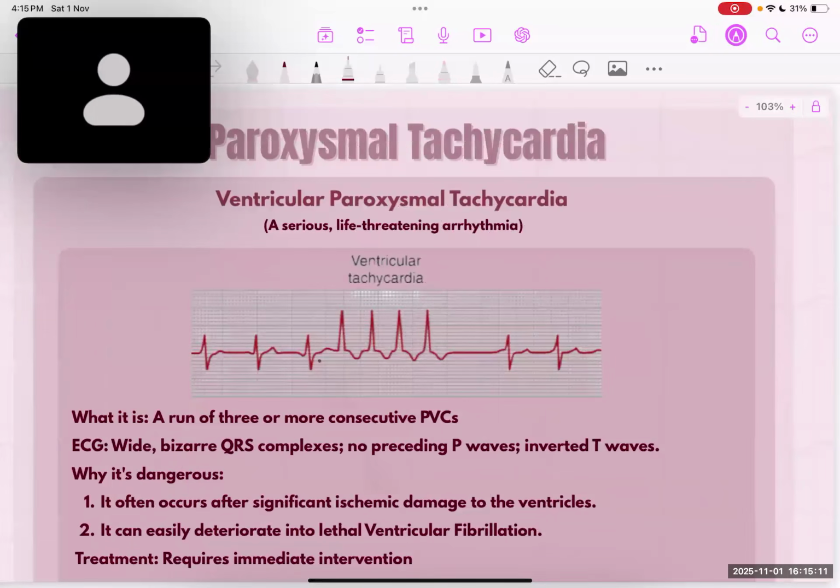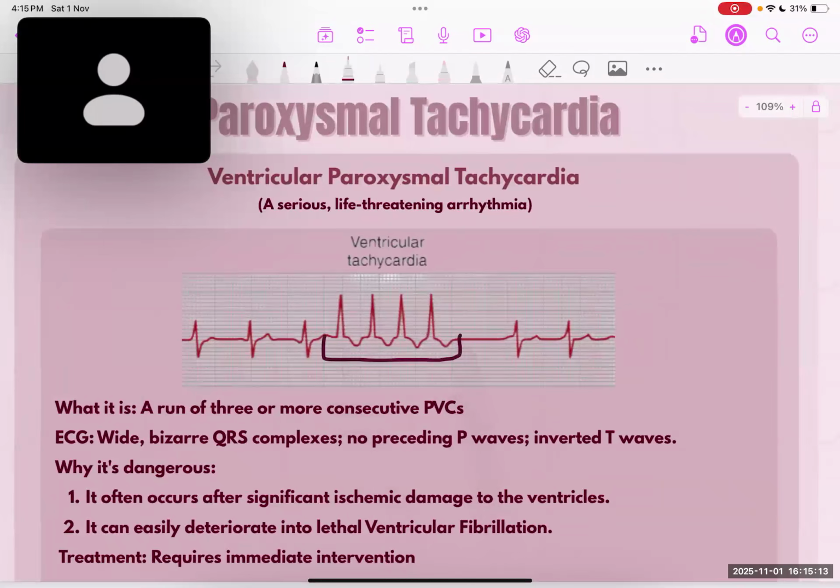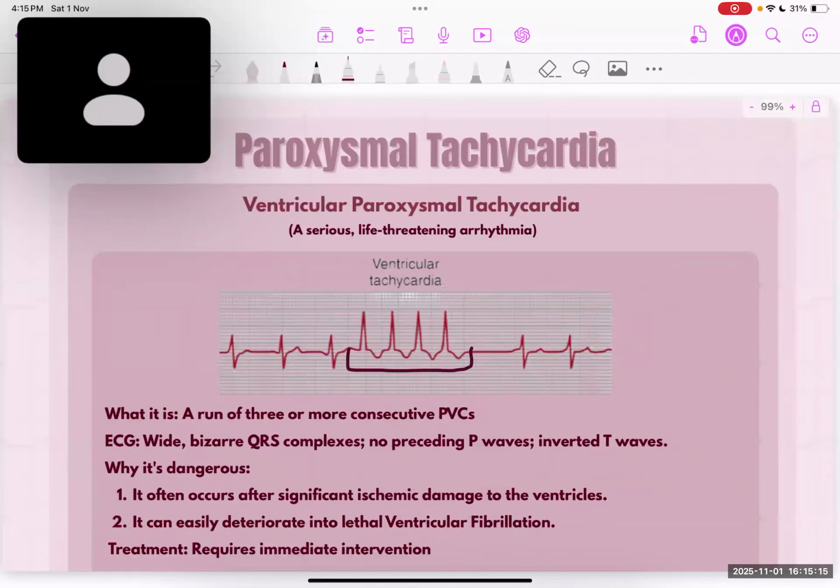So this part is your ventricular paroxysmal tachycardia. It's a run of 3 or more consecutive PVCs. So you see the inverted T waves. The QRS complexes are wide, there are no preceding P waves, and the T waves are inverted.